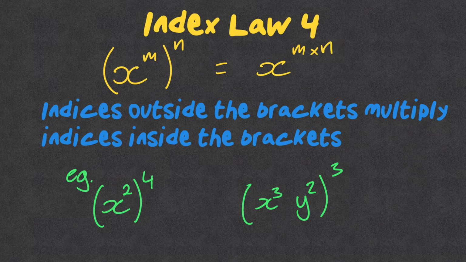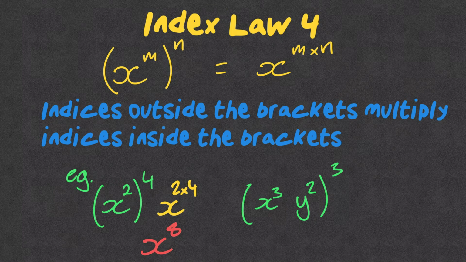So for the first example, we've got x to the power of 2 inside a bracket, and then we've got to the power of 4 outside. Pretty easy. X to the 2 times 4 is the same as saying x to the power of 8.